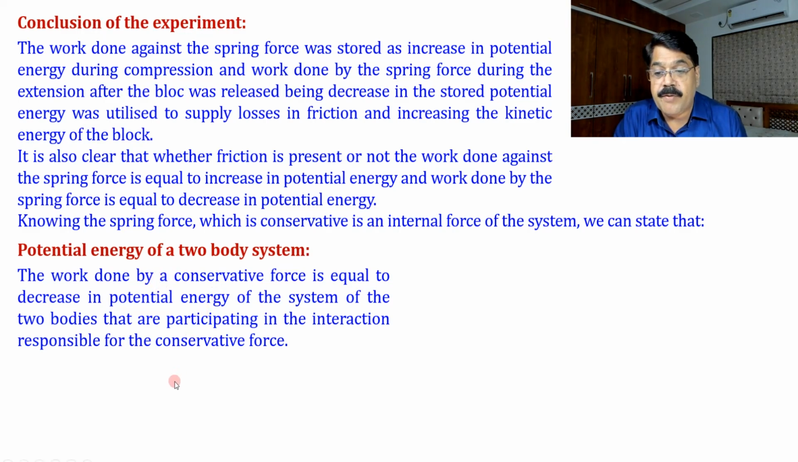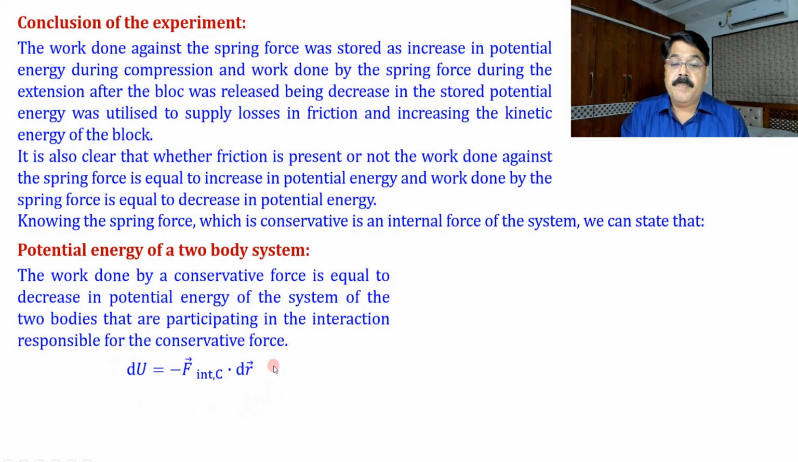That is, the work done by a conservative force is equal to the decrease in potential energy of a system of two particles. What two particles? Those particles which are participating in the interaction that is responsible for the conservative force. So now what you can write here? dU is equal to minus F internal conservative dot dr. The subscript int is for internal and capital C for conservative. So what we have concluded here we are writing as a mathematical equation: the negative of the work done by the internal conservative force is equal to the increase in potential energy.